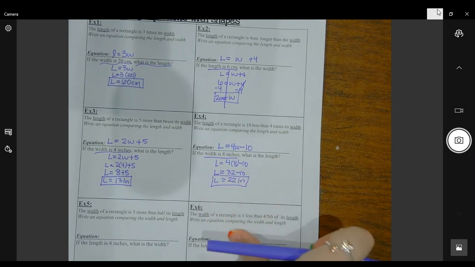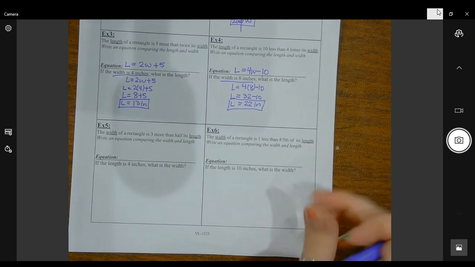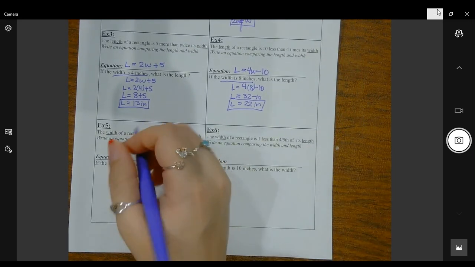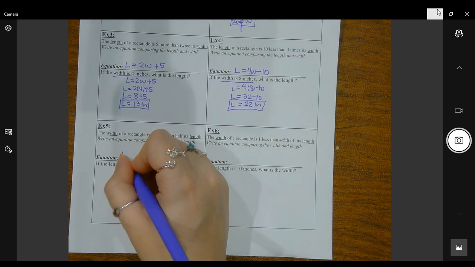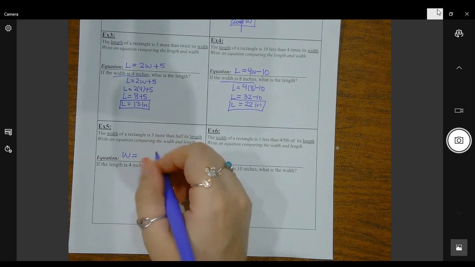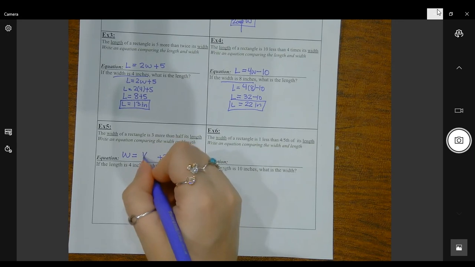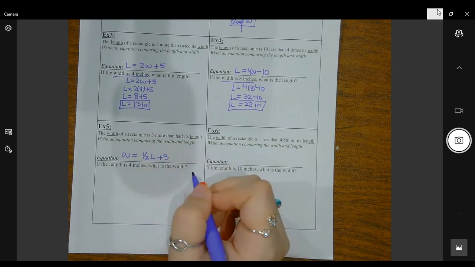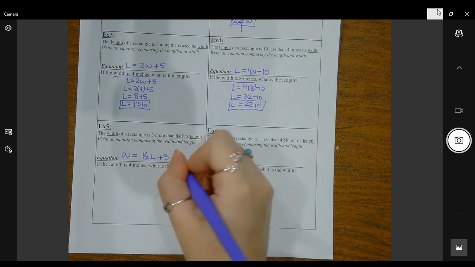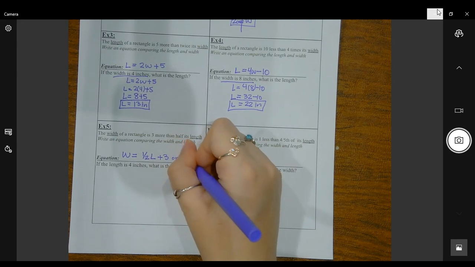How are you doing so far? You're doing pretty well? Okay, let's see. The next one. This time, instead of the length, it says the width of a rectangle is 3 more than what? Half of its length. Okay, so you could have written it like that, or this is saying the same thing.